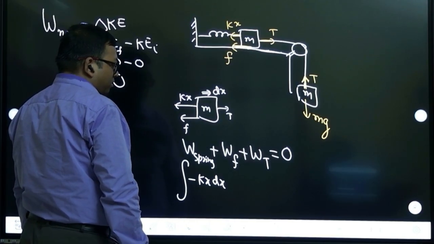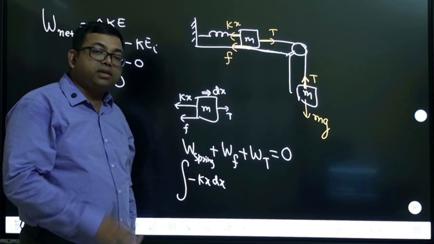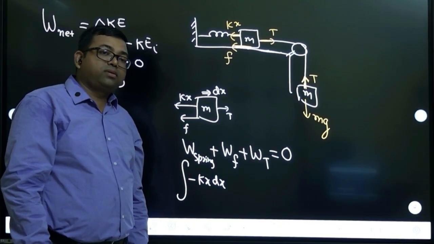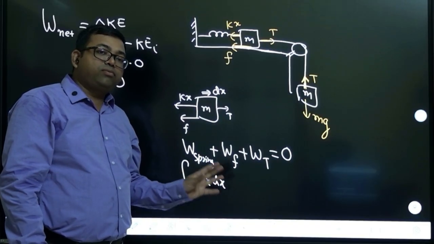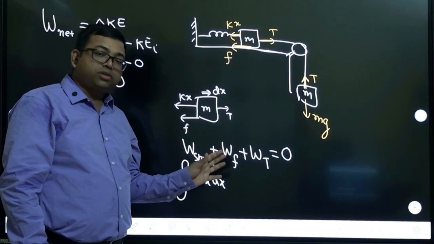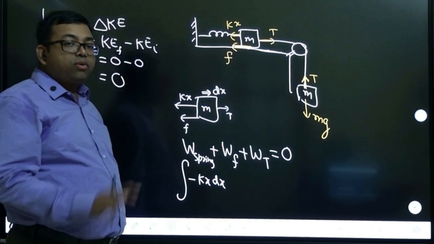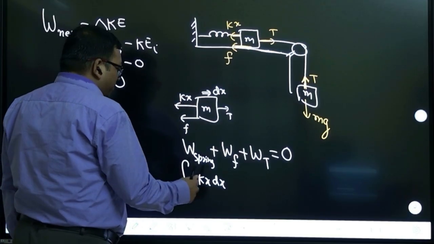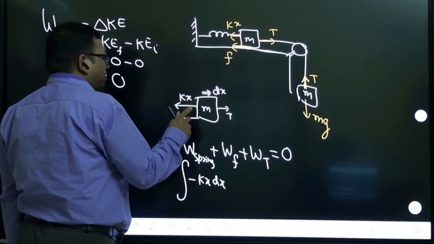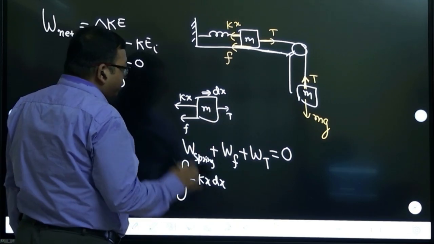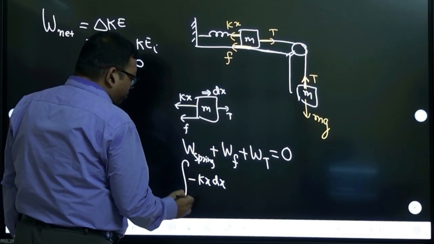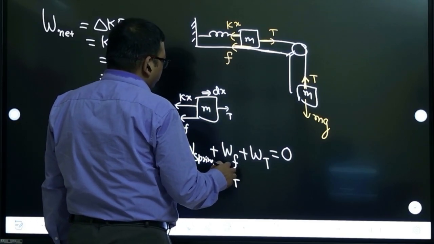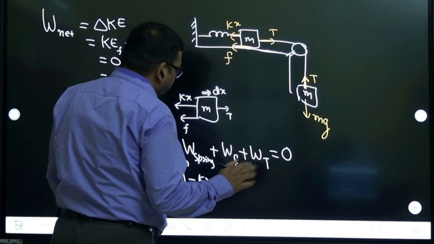Now we are not taking spring energy. We are not studying spring energy conservation. We are calculating the work done by each force and the change of kinetic energy. Now we are not doing energy conservation. So work by spring force is minus kx into dx because spring force acts this way, dx happens this way. And we know that total displacement is 0 to x, so we know the limit 0 to x.